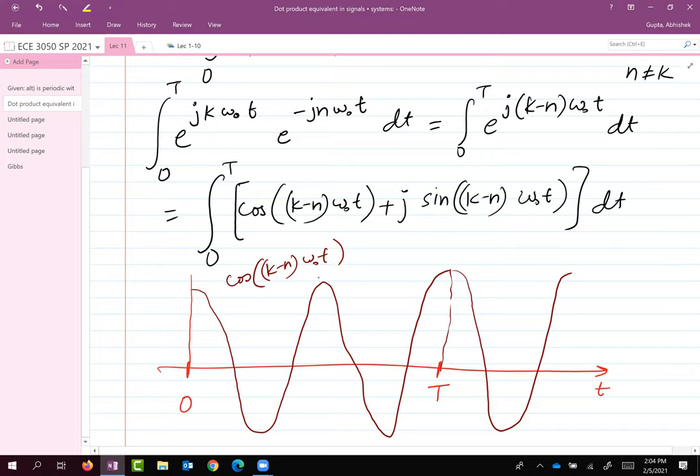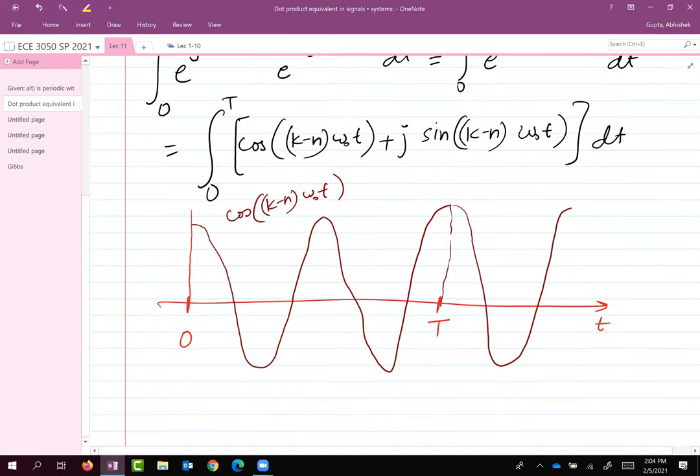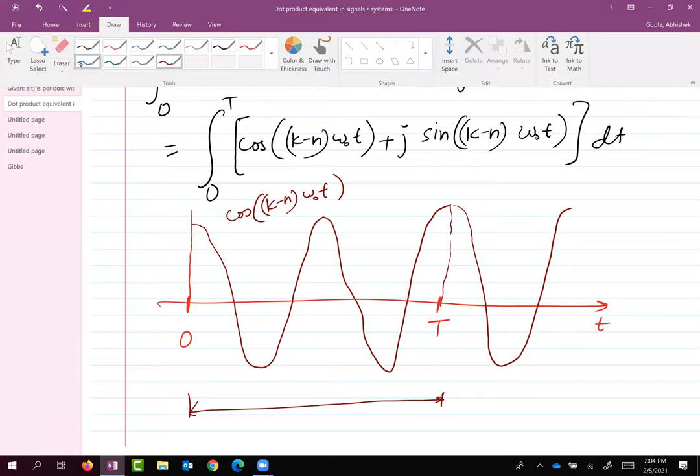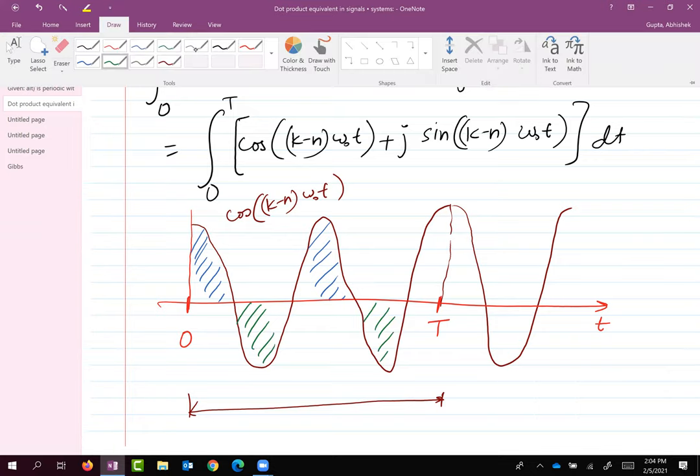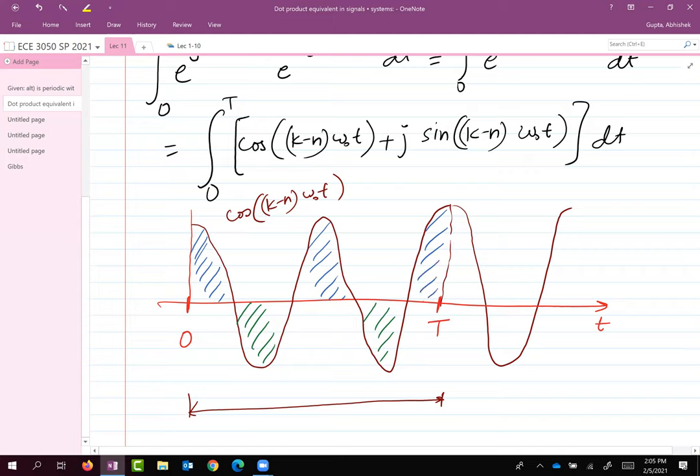What is the integral of this function? I'm taking the integral with respect to time between 0 to T. So I'm integrating this function in this particular interval. What's the integral equal to? Okay, I have a couple of answers. Zero. Okay, good. So it's equal to zero, and that's because the area above the time axis is equal to the area below the time axis. So between zero to T, the area above the time axis is equal to the area below the time axis.